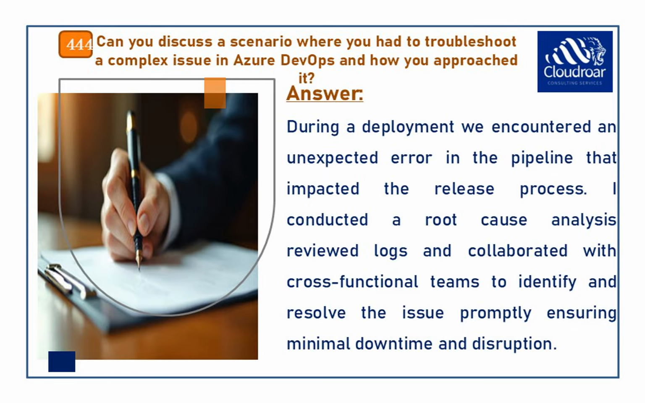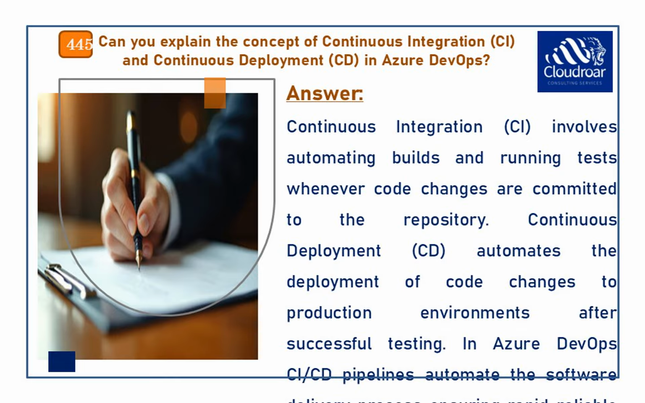Question 445. Can you explain the concept of continuous integration, CI, and continuous deployment, CD, in Azure DevOps? Continuous integration, CI, involves automating builds and running tests whenever code changes are committed to the repository. Continuous deployment, CD, automates the deployment of code changes to production environments after successful testing. In Azure DevOps, CI/CD pipelines automate the software delivery process, ensuring rapid, reliable, and consistent releases.